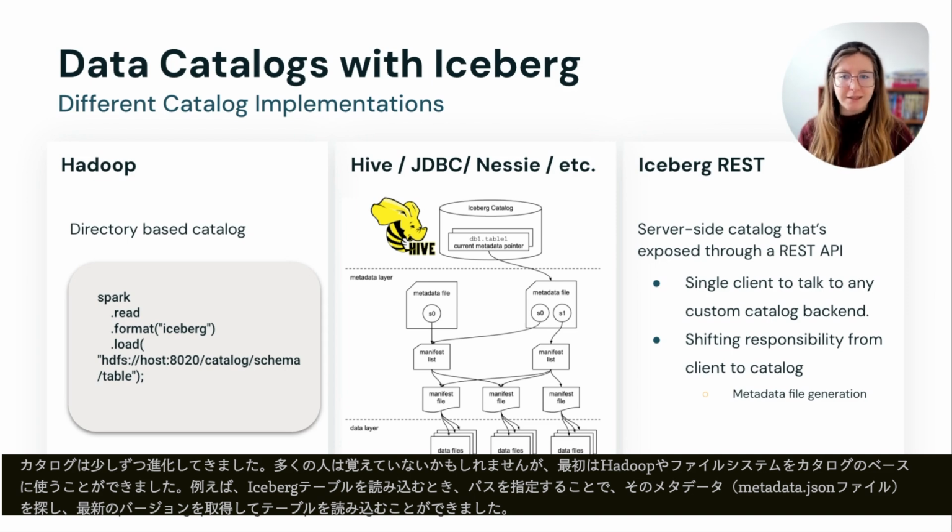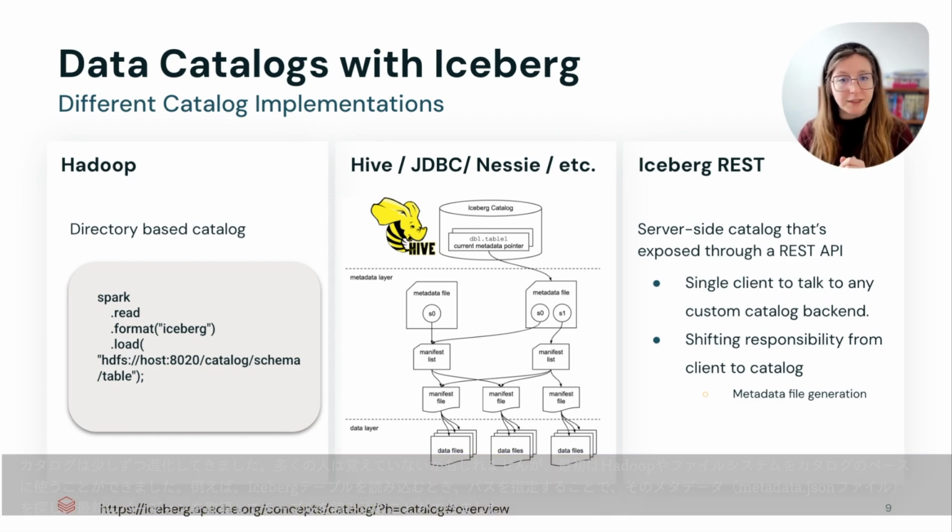So you could do something like this, where you can load an Iceberg table and give it the path. This will look for that metadata.json file that I like to call the ledger of the table, but it can figure out what is the latest version of that file and load the table.